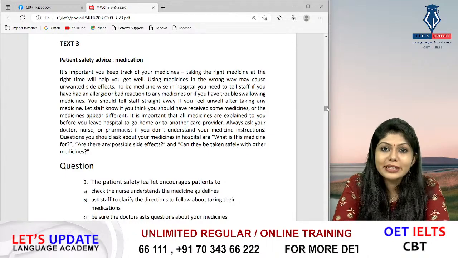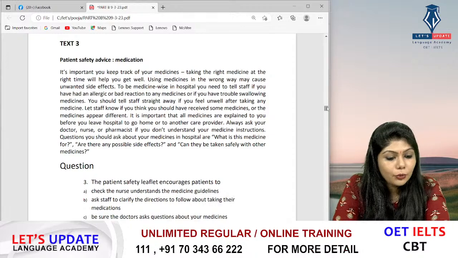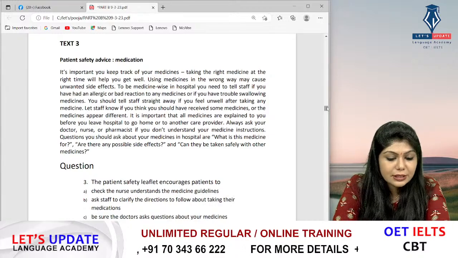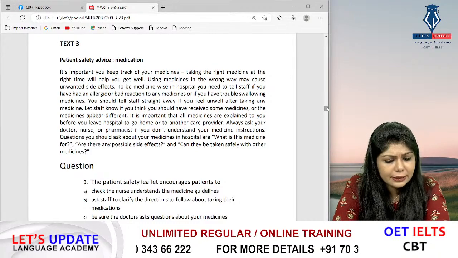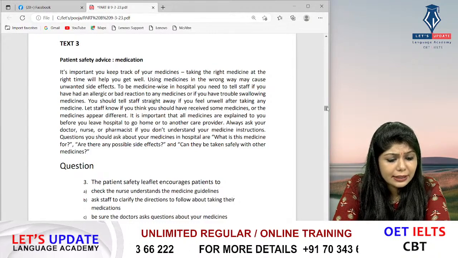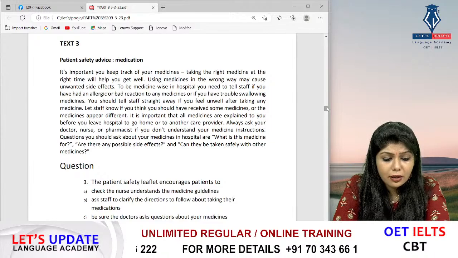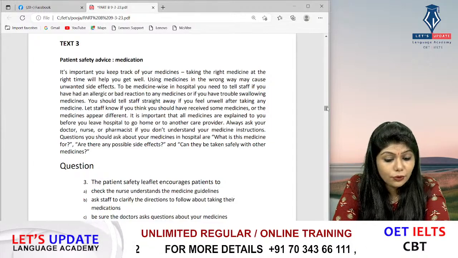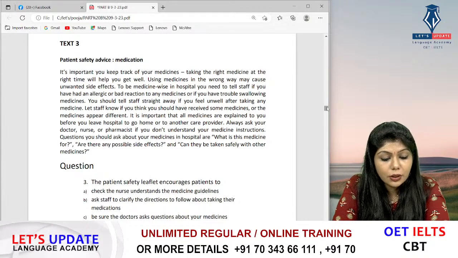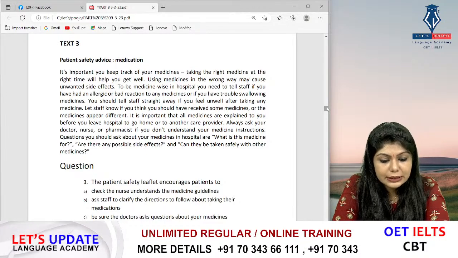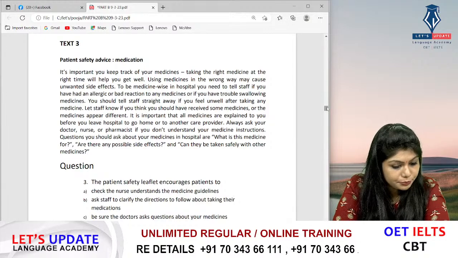Okay, so that was what the extract is about. So now moving on to our question. The patient safety leaflet encourages patients to: option A, check the nurse understands the medicine guidelines. B, ask staff to clarify the directions to follow about taking their medications. And C, be sure the doctors ask questions about your medicine.